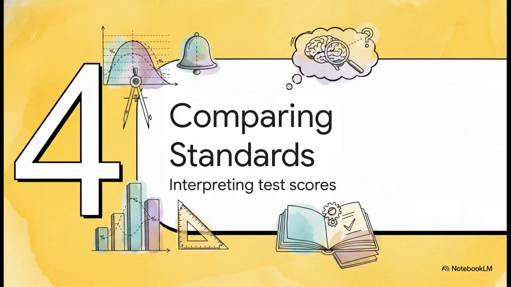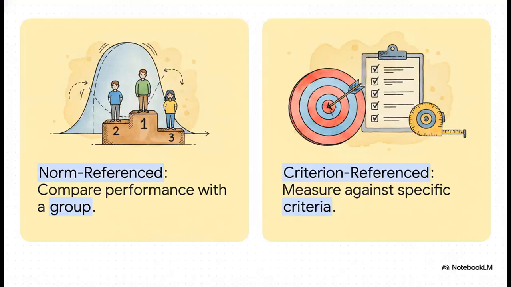But how exactly are those final summative test scores interpreted? I mean, a score of an 85 means very little without context. Let's dive into Section 4, Comparing Performance and Standards. There are two main ways we interpret scores.